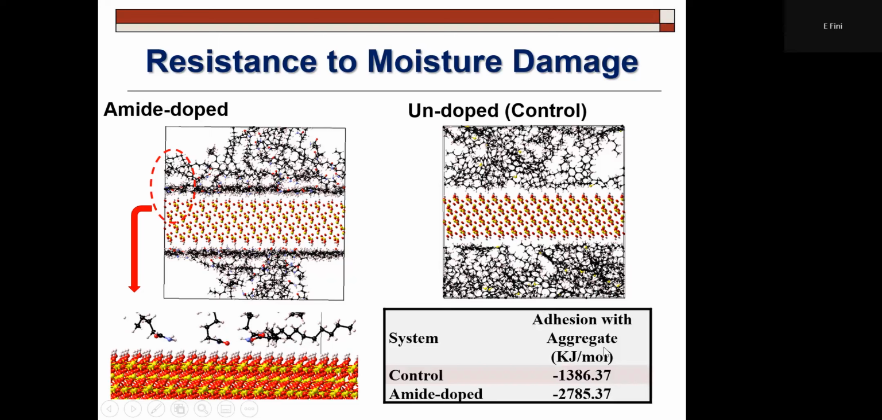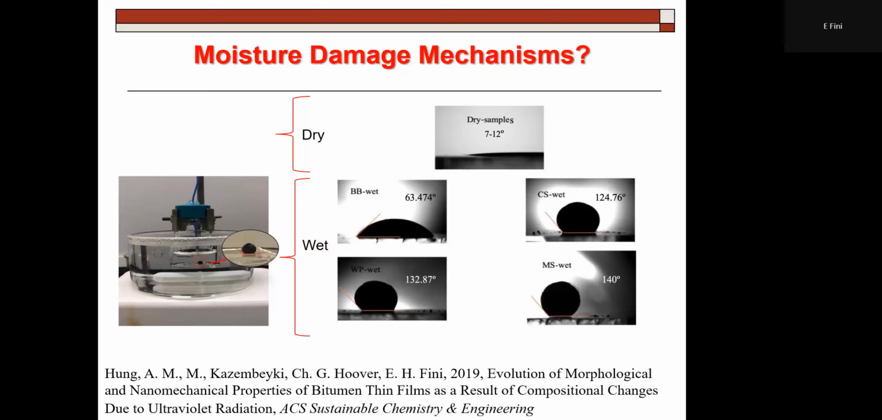So in this case, we actually measured the adhesion, and in the case of control, the molecular binding was 1,386. We had the amide doped, and it became double. So the interaction using those amide doped was much more, twice as much as the control.